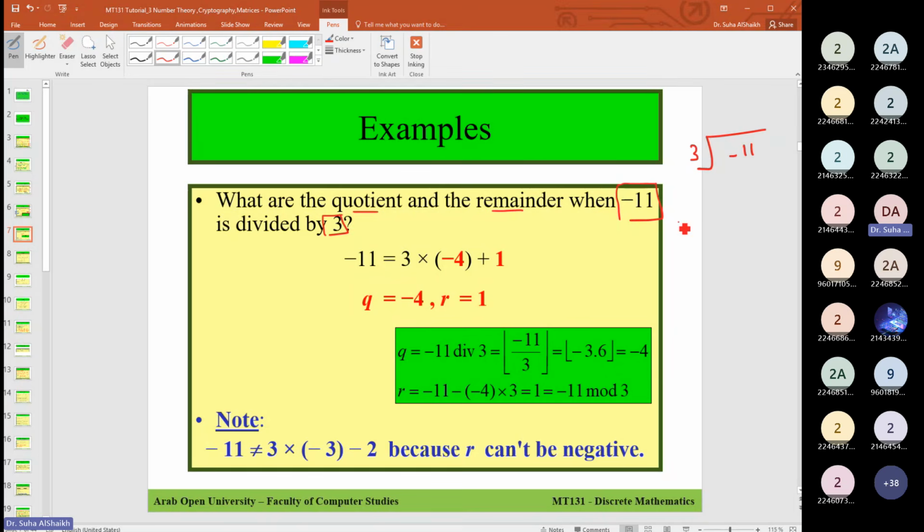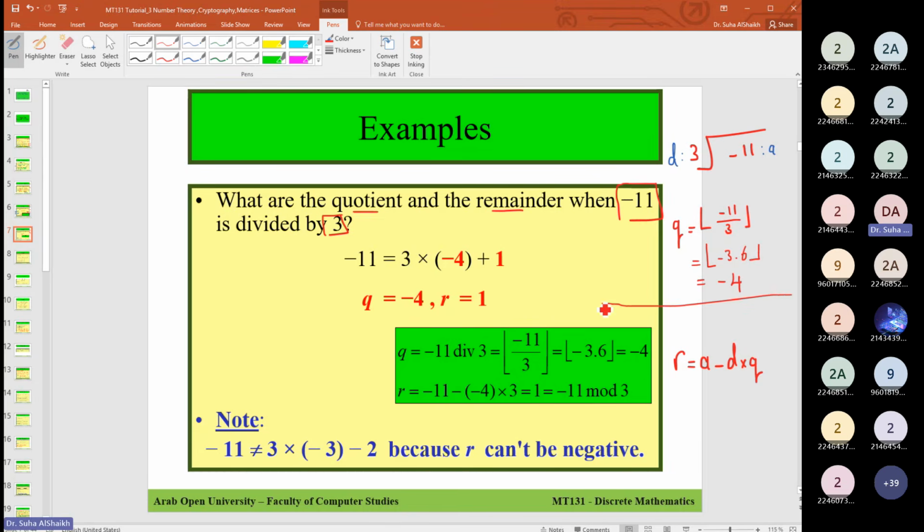What is the rule? The quotient Q is equal to the floor of -11 over 3, and R is equal to A minus D multiplied with Q. Now, what is A? It's -11. What is D? It's 3. What's Q? We will find Q here. What is -11 over 3? It is -3.6. And what is the floor of -3.6? It is -4.